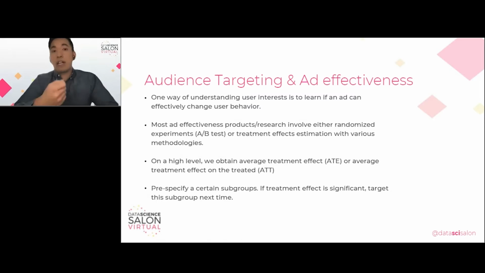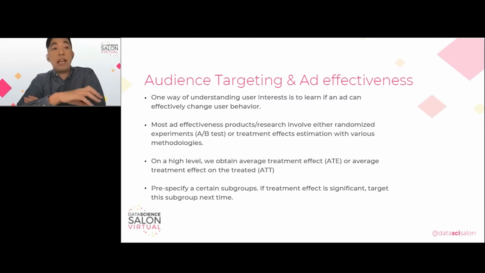One way of understanding users' interest profile is to look at advertisement effectiveness and see if an ad or a campaign can effectively change the user behavior, right? The assumption is that if an advertisement can change people's behavior, that could prove that the user actually is interested in either the content or the goal of the advertisement, right? Some of you might have worked in advertisement effectiveness as a subfield in this industry for a while.